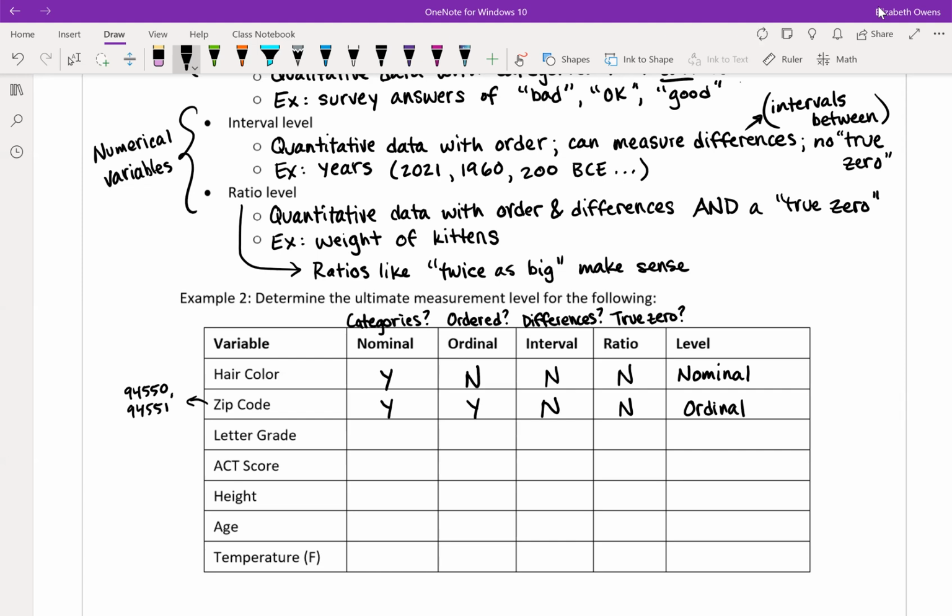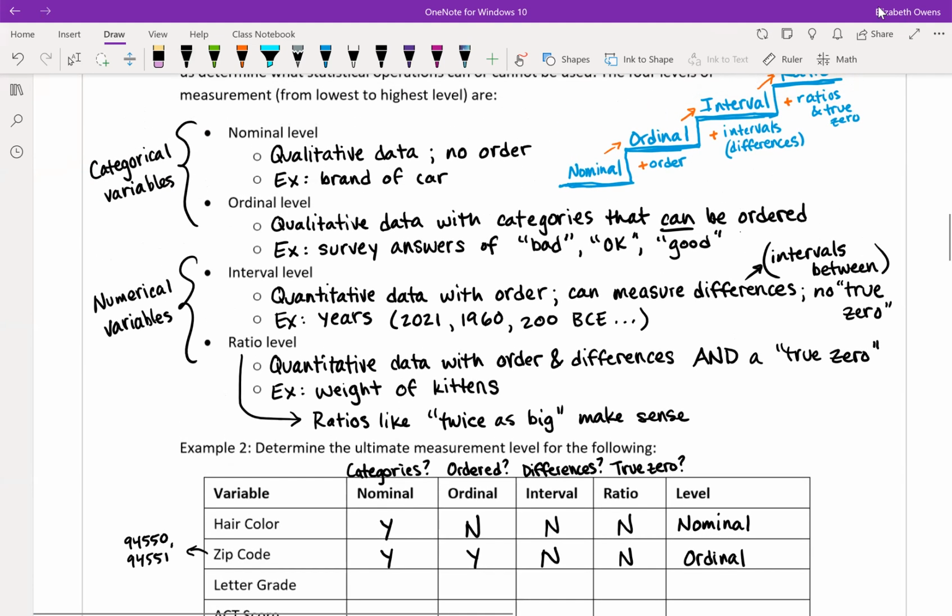Now, kind of a funny thing on this one is notice that our zip codes technically are numerical, but the ordinal level of measurement is qualitative data. So even though these look like numbers here, it is actually qualitative data in disguise. So this can be a bit tricky sometimes. Let's make a little note of that. Qualitative data in disguise. This happens on rare occasions.